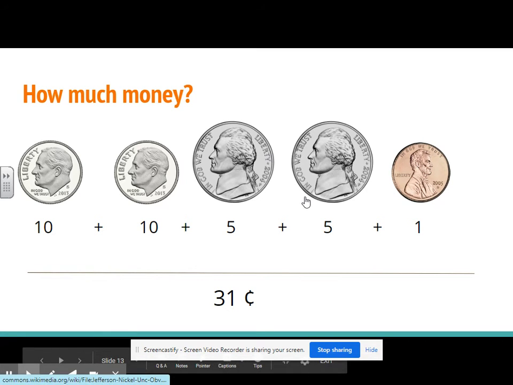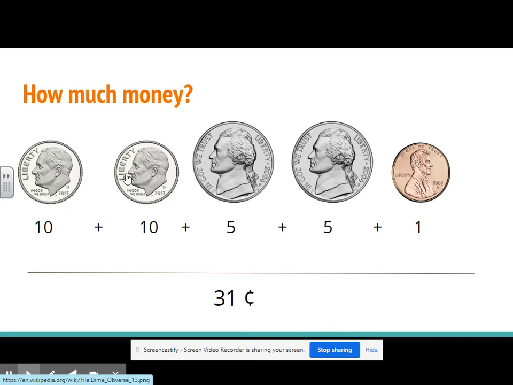So if you know that 5 and 5 make 10, go ahead and count those together because these are also counting by 10. It makes it a little bit easier for you. You could say 10, 20, 25, 30, 31. Either way is fine, whatever makes the most sense to you.